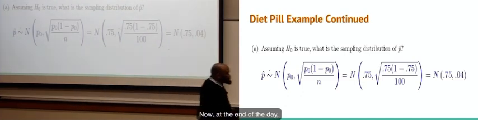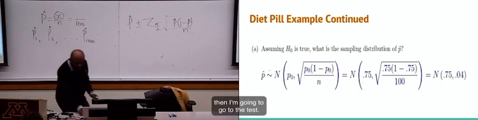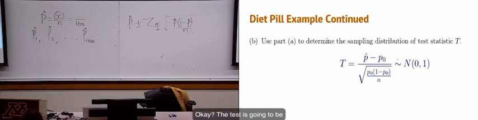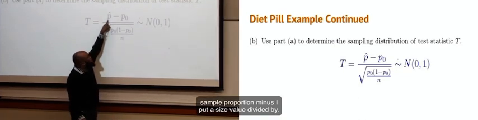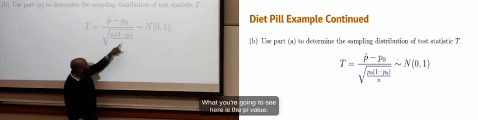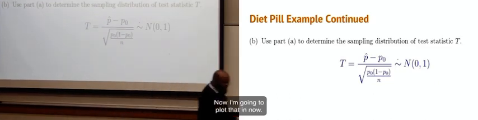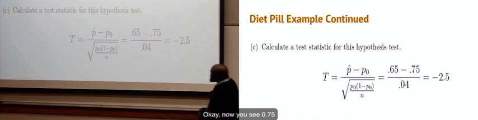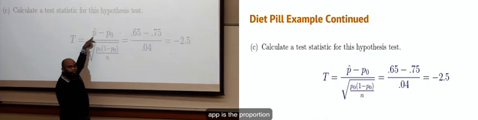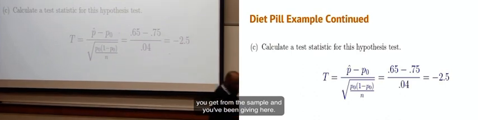Now, at the end of the day, with the mean and standard deviation, I'm going to go to the test. The test statistic is going to be the sample proportion minus the hypothesized value, divided by the standard deviation, and what you're going to see here is the hypothesized value. Now, I'm going to plug that in. You see, 0.75, and P cap is the proportion you get from the sample, and you've been given that here.